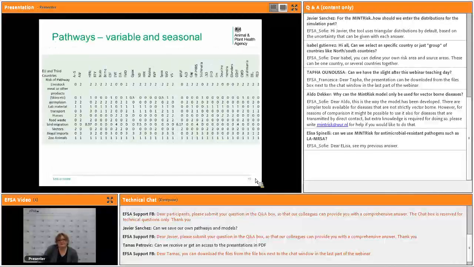Then in terms of the pathways, for this we have picked the highest risk pathways rather than some of the more obscure ones that I'm sure every risk assessor knows that you can always find a pathway for something. We've got the main ones being the trade in livestock, meat or other products such as skins and hides and so on, germinal products, the import of laboratory material, transport, which is to cover fomite risk, horses, food waste, so international catering waste, bird migration score, vectors, illegal imports and zoo animals.